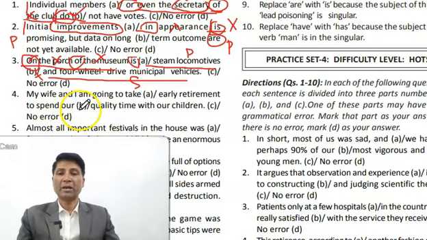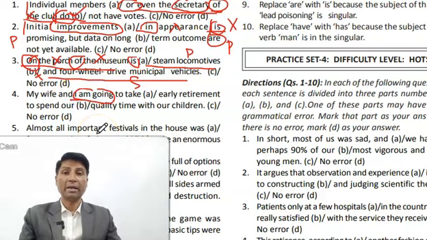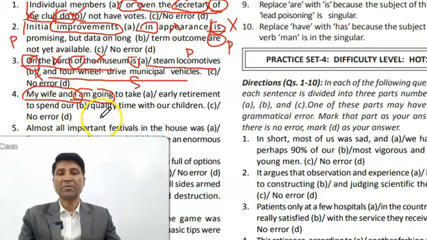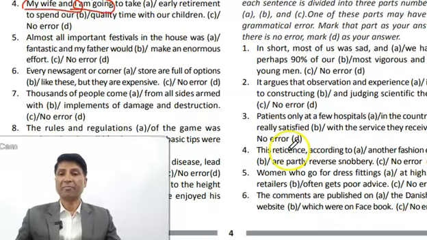My wife and I am going to take early retirement to spend our quality time with our children. Let us find out the finite verb. Am going. What is the subject here? I. Remember, I is the first person singular number, but its subject is connected with and, it means it's plural. It means the verb should be plural. So in place of am, it should be are. Moving on to question number 5.